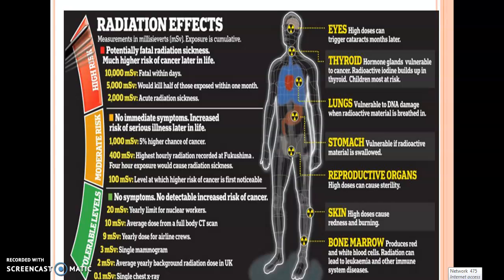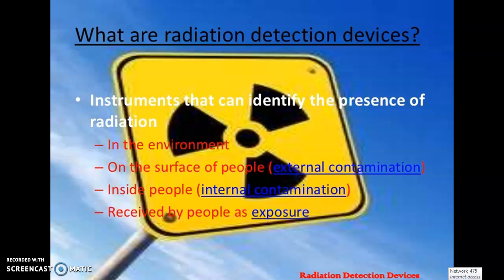My next question is, how can we detect radiation? Radiation can be detected with the help of radiation detection devices, which are called radiation detectors. These detectors detect radiation present in the environment, meaning in soil, air, water, etc. They also detect radioactive material on the outer surface of our body, which is called external contamination.